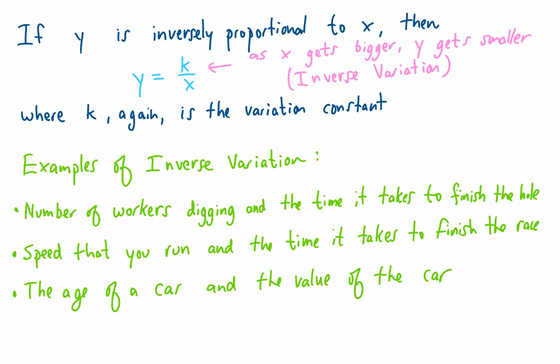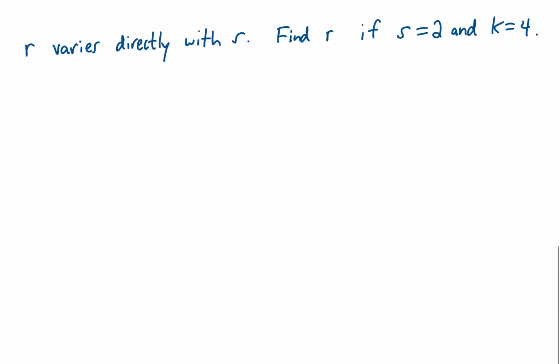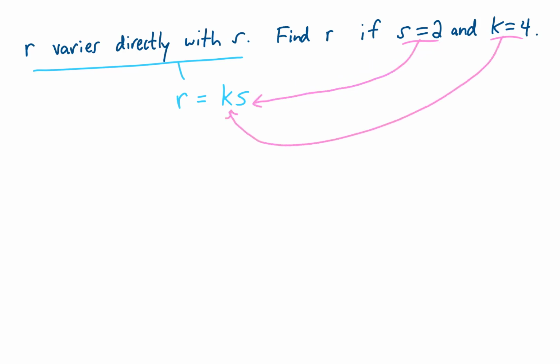Now that we have our basic formulas for direct and inverse variation, let's do a quick couple of examples. R varies directly with S. Let's just start there. If R varies directly with S, we can immediately write down a formula. R equals k times s, where k is just some constant, and we can see that as s increases, r increases. Now the second part of this problem is giving us some information. They're saying that s equals 2 and k equals 4, and they're asking us to find r. So all we have to do is take that s and plug it in there, and take that k and plug it in there, and we get r equals 4 times 2, or r equals 8, and that problem is finished.